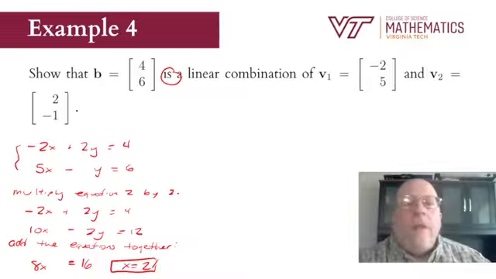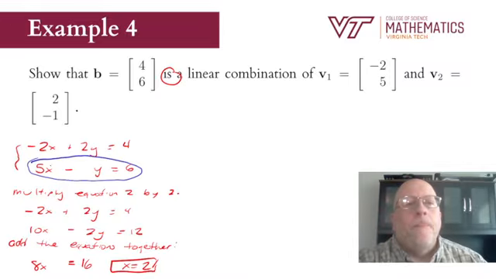So we now know that x is equal to 2. So let's figure out what y is. So I'm going to look at this equation here. I'm going to change colors a second. 5 times 2 is 10 minus y is equal to 6. And therefore, y has to equal 4. So now we know what y is.